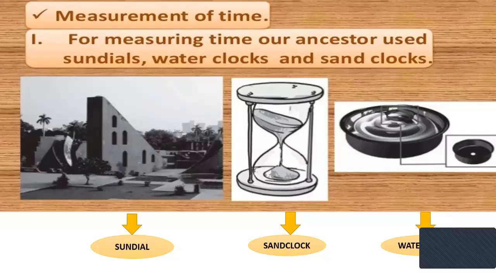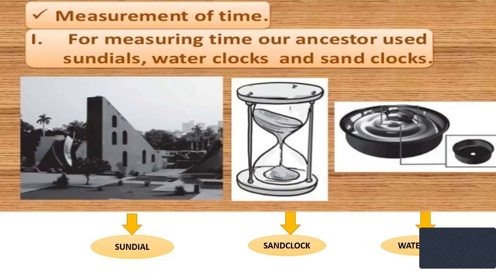In ancient time, the people did not have clocks or watches for measuring time. So, in ancient time or in olden days, time measuring devices used were sundial, sand clock, and water clock. So, we will see one by one how it works.